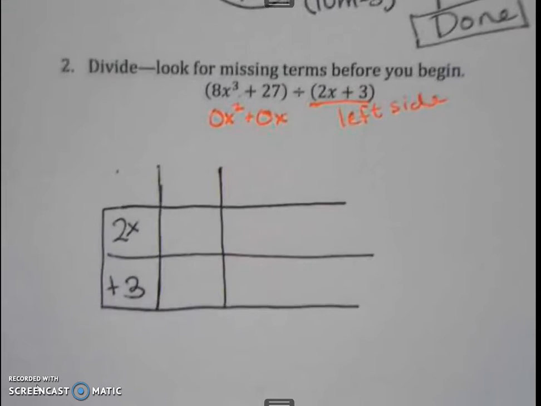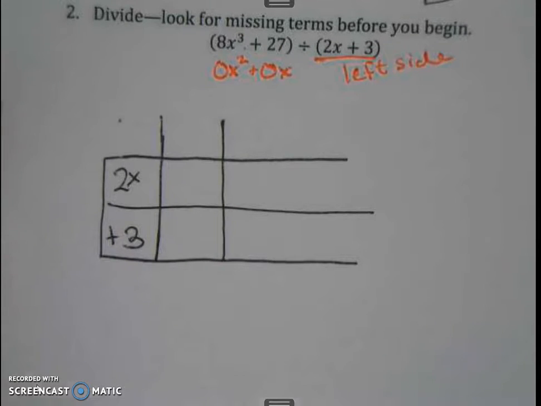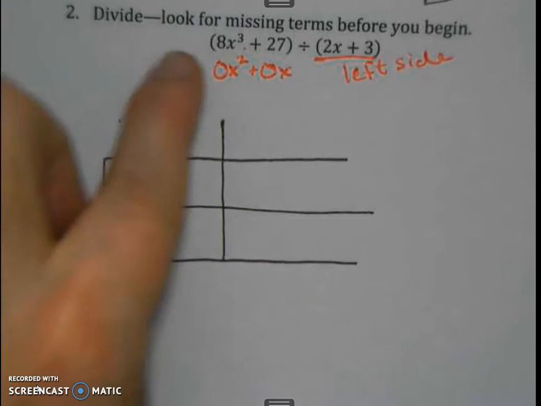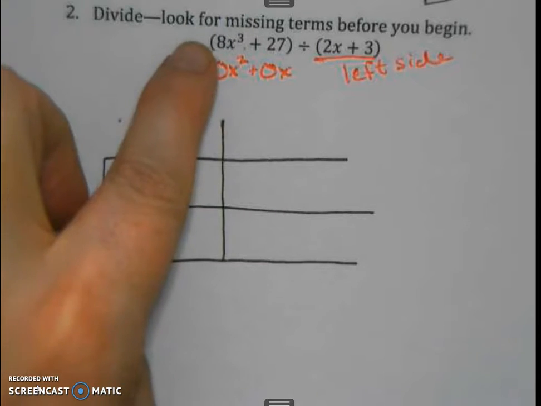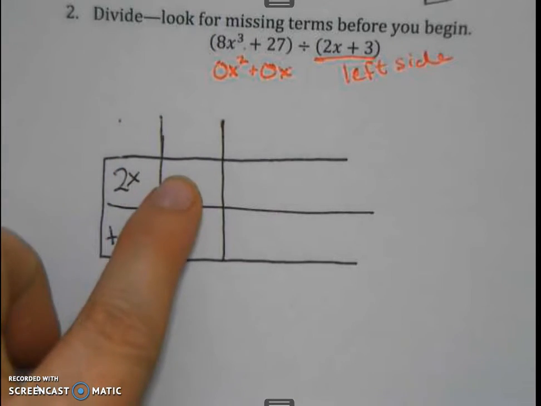You need to have one more piece for this to get a passing grade. Does anyone remember what else has to be in here in order to get a D on this problem? Apparently not. Well, then let's help you. What's the very first term up here? The 8x to the power of 3. That is going to go right here.